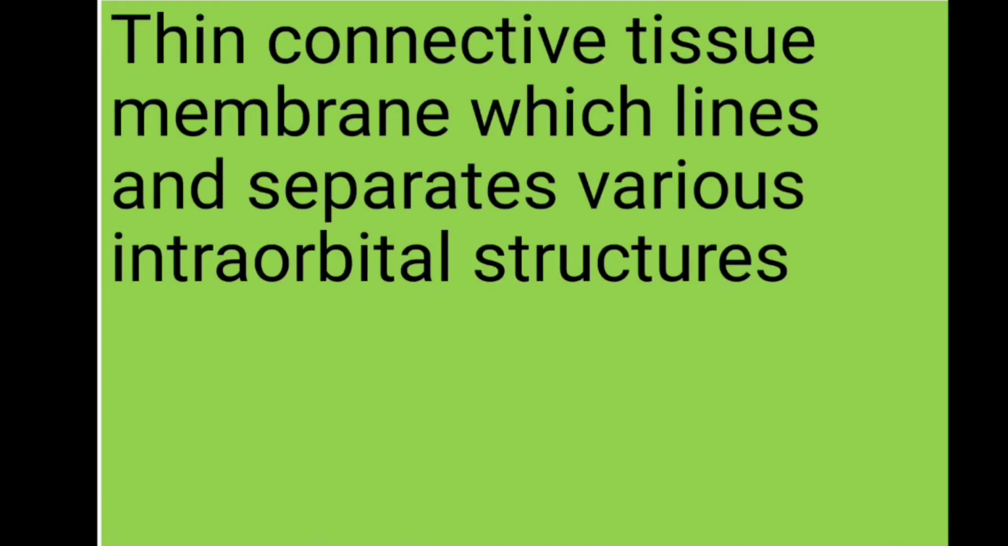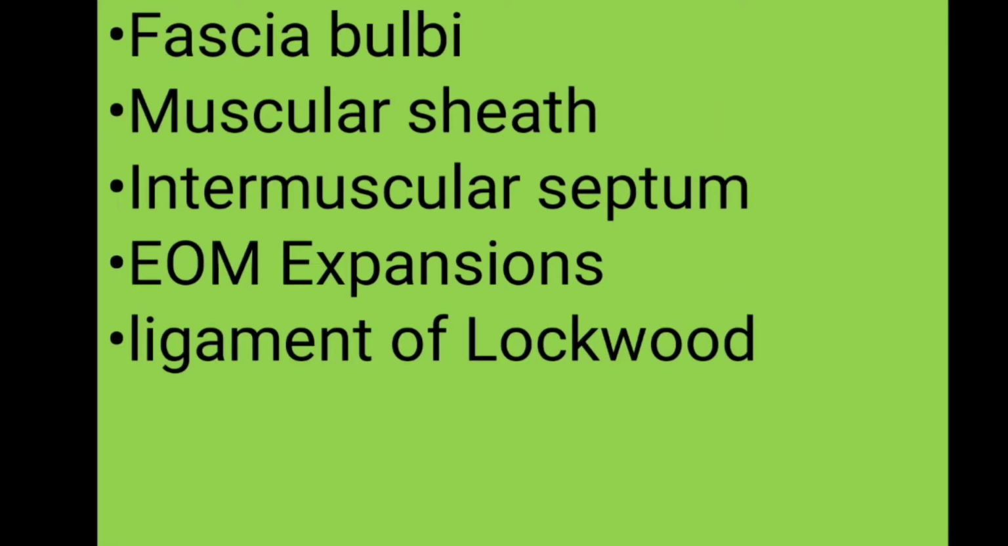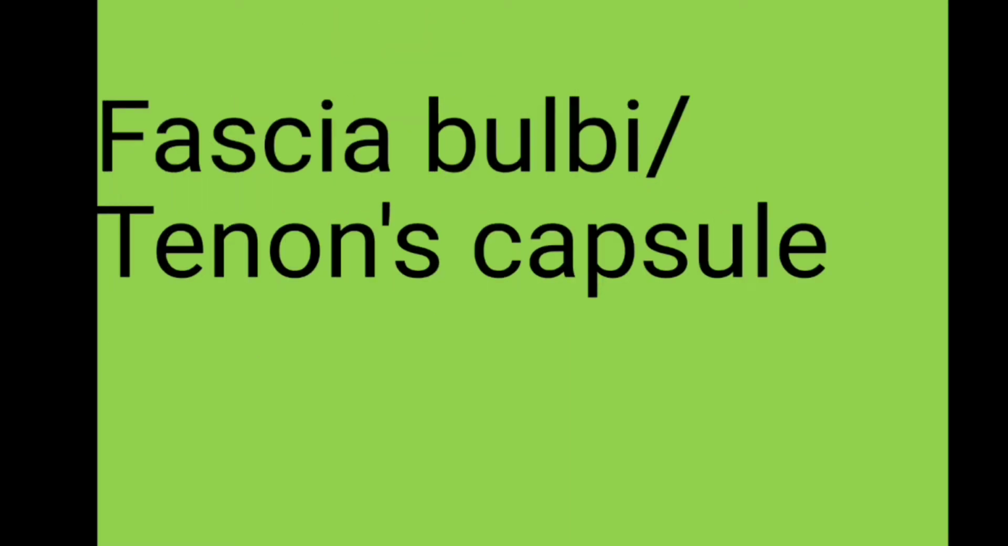So you can define this orbital fascia as a thin connective tissue membrane which lines as well as separates various intra-orbital structures. Though this orbital fascia is a single continuous structure, it can be divided into various parts just to understand this in a better way. So this orbital fascia can be divided into the fascia bulbi, the muscular sheath, intermuscular septum, extraocular muscle expansions and ligament of Lockwood. So coming to the fascia bulbi, it's also called the Tenon's capsule.